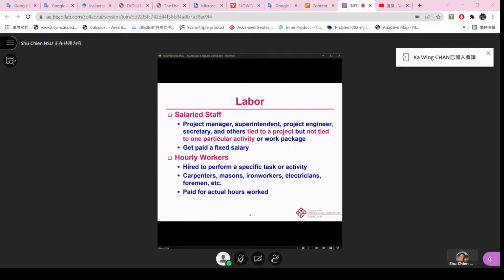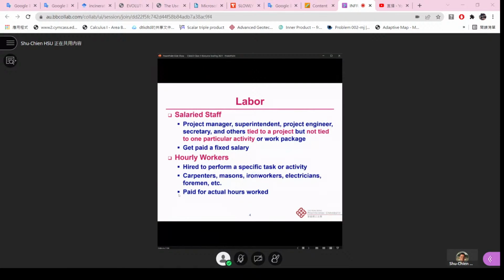And then for the labor, you can also see it can be categorized into two. One is the salary staff, like project managers, superintendent, project engineer, secretaries, and others, which are tied to a project but not tied to one particular activity or work package. For example, a project engineer probably needs to work at the same time on different small or medium projects, or a secretary handles lots of other admin staff, and they get paid the basic salary.